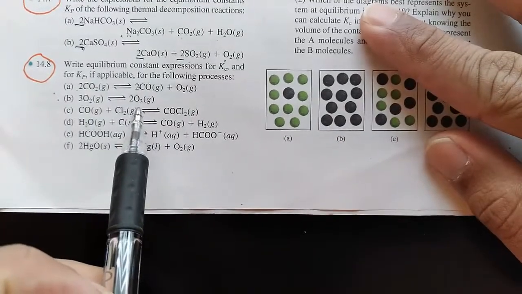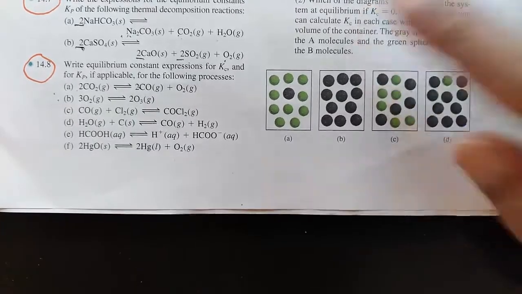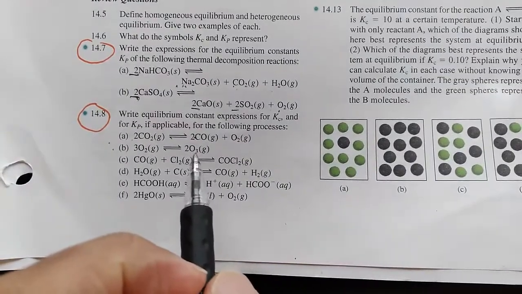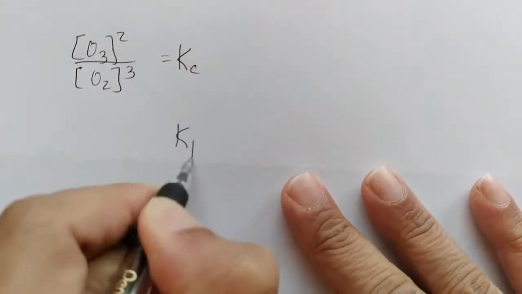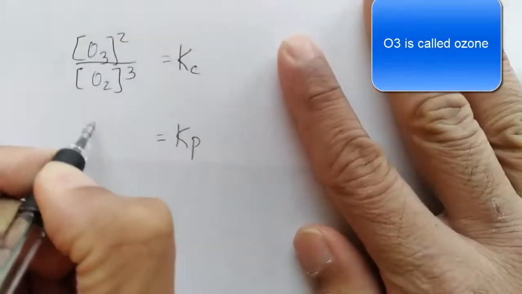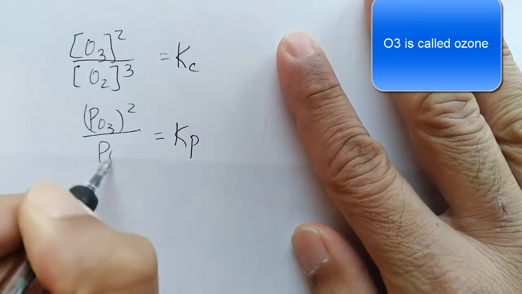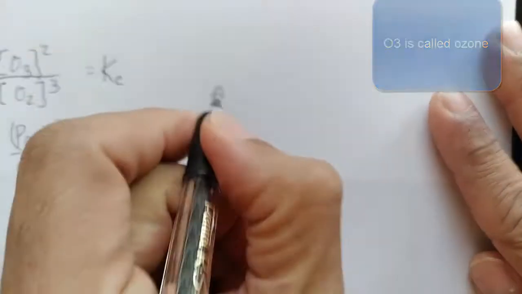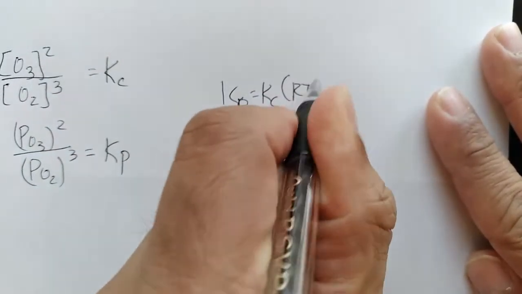For the next one, Kc would be O3 ozone squared divided by the concentration of O2 cubed. All right, so that's one way to write it. But again, I want to emphasize that because we're talking about gases, we can also do this in terms of pressure. In that case, it's going to be a Kp, where the P stands for pressure, and that's going to be the pressure of O3 ozone squared divided by the pressure of O2 cubed. And then you can mix and match them.